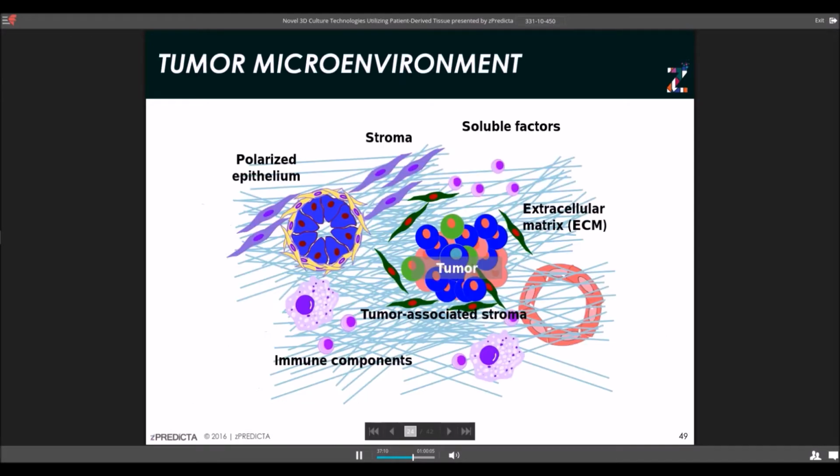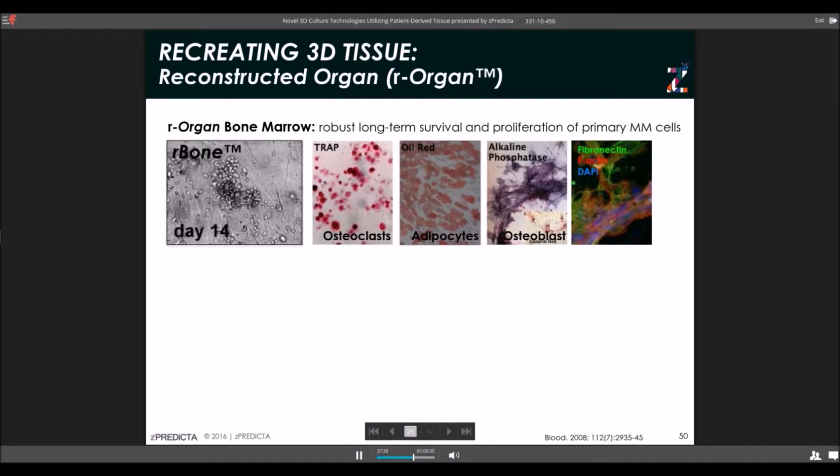So kind of as a summary, again, we need to be able to bring in all the elements of the microenvironment: the extracellular matrix, the tumor itself, any healthy adjacent tissue, any tumor-associated stroma, immune components, vasculature, and so on and so forth. And there are different models that are being developed right now that capture various aspects of this environment.